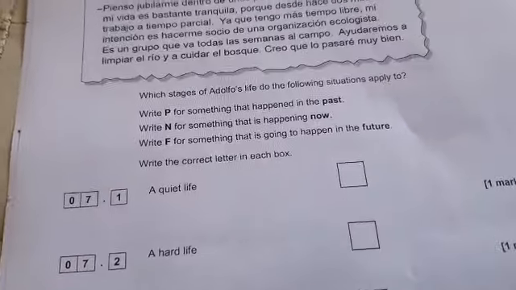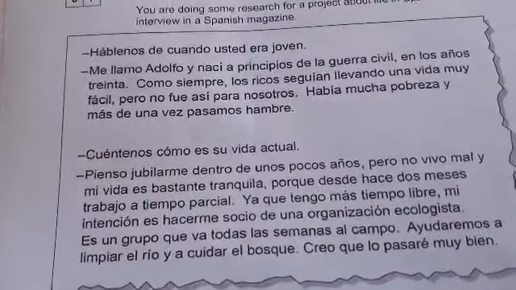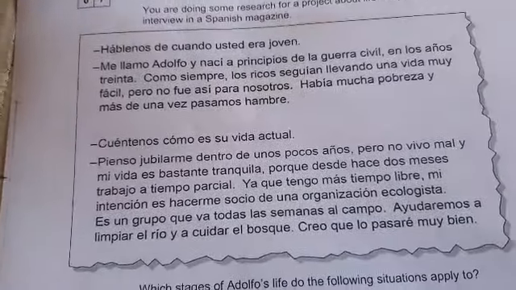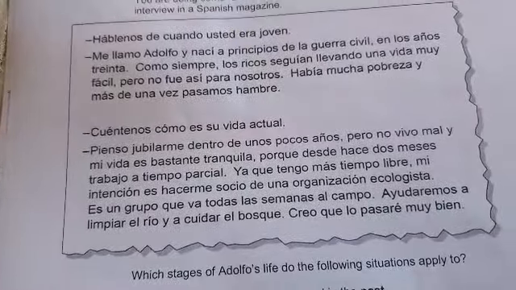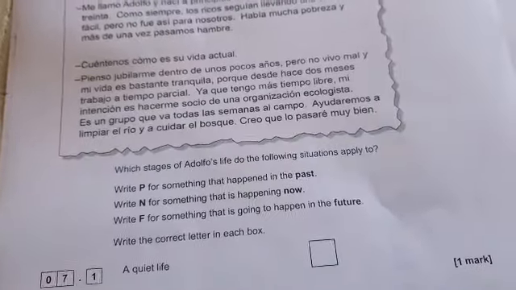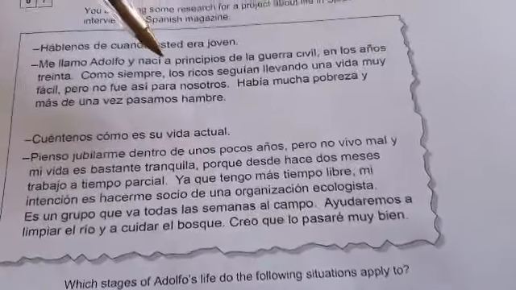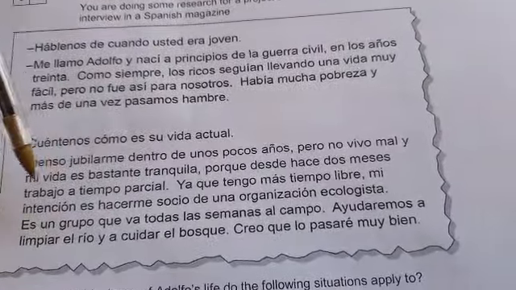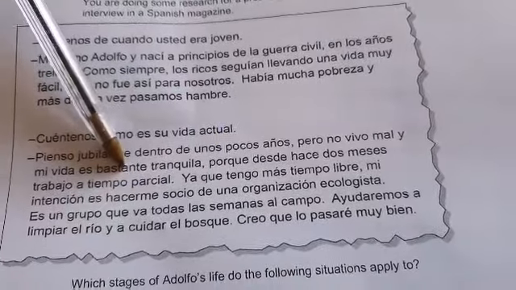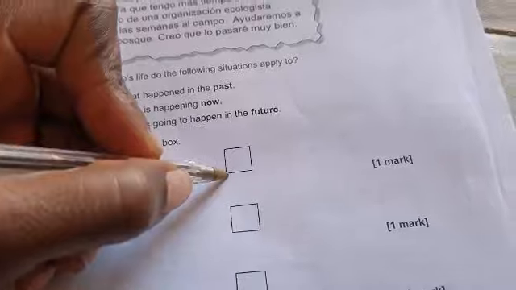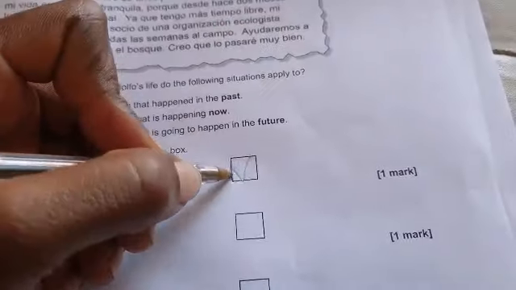A quiet life, una vida tranquila. Where does he mention that? Vida tranquila, vida tranquila. Como siempre, vida muy fácil. To look to see what it actually says. Okay. Mi vida es bastante tranquila. So quiet life is mentioned in this part, which is now. So here you would put an N for now.